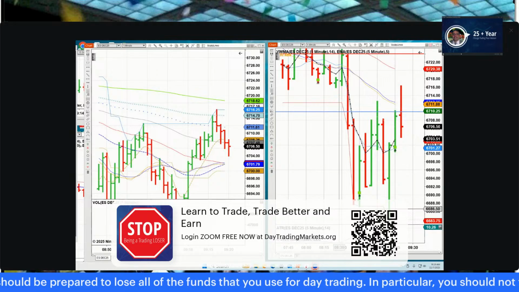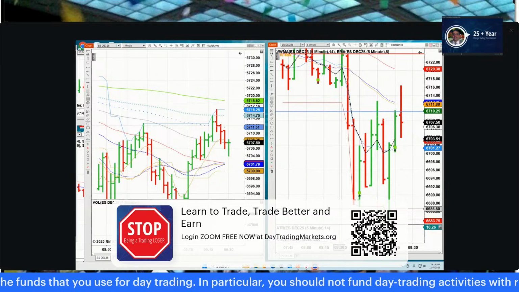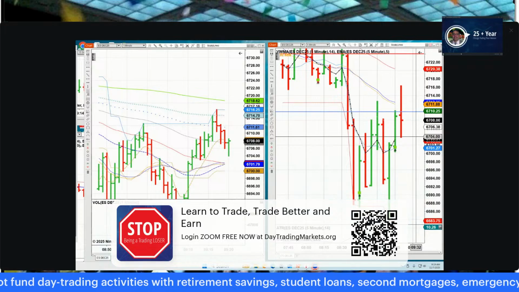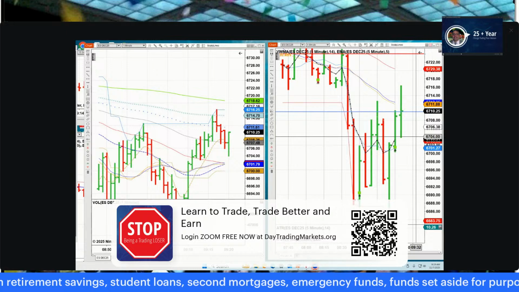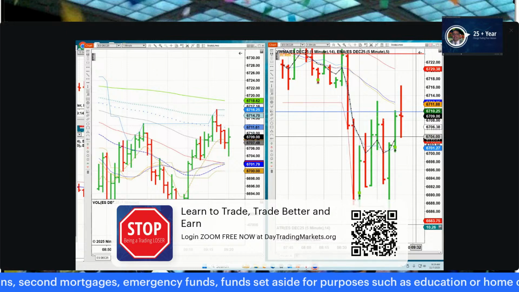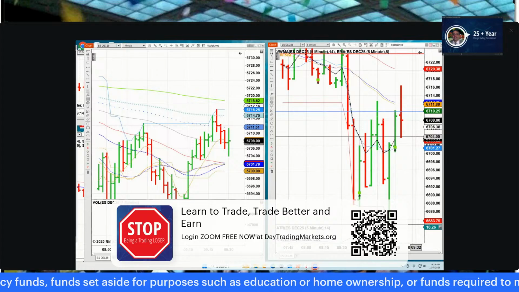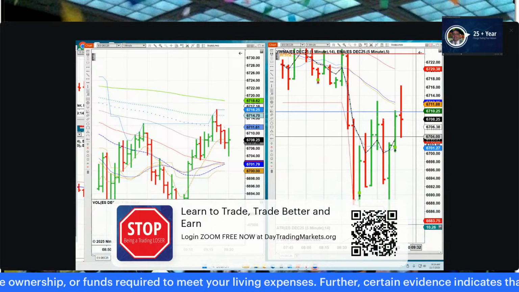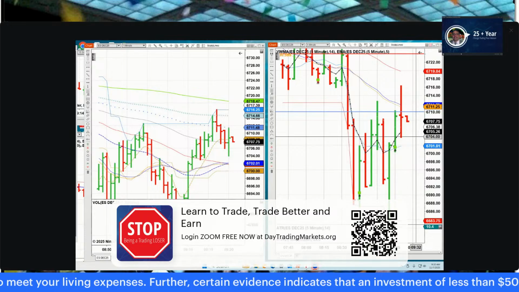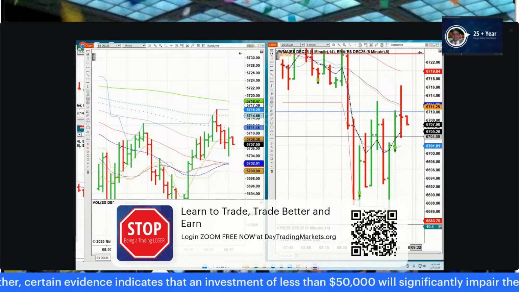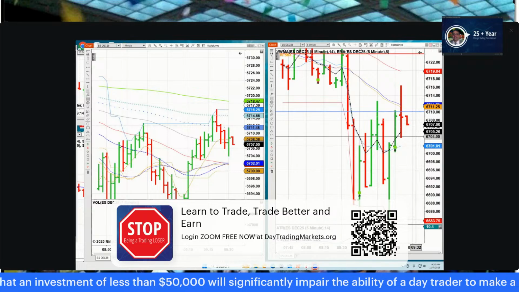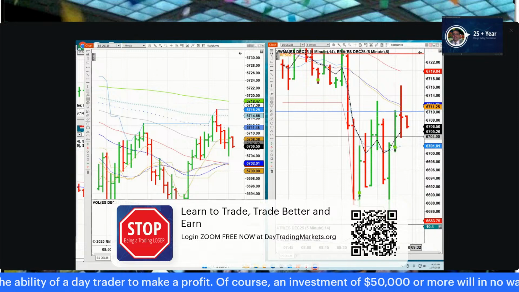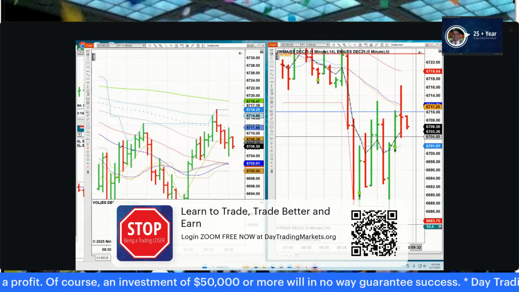We bounced off that 16. Got some support sitting down here about 04. Let's see, we had yesterday, we had 20. No, we didn't. Our pivot yesterday was 68.13. This morning it was 67.24. So yeah.